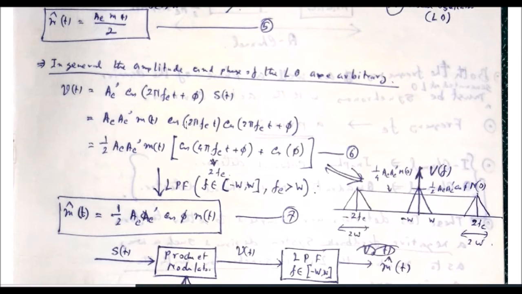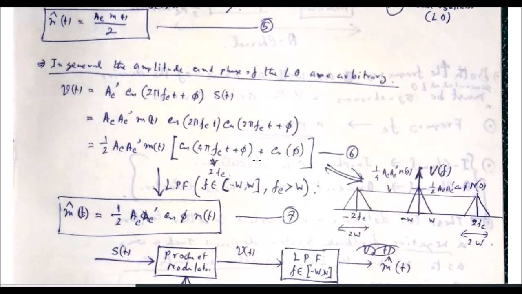Now suppose this one is cos A and this one is cos B. If you apply the formula of cos A multiplied by cos B, then you will get this expression. The first term is cos 4 pi fct plus phi, that is cos (A plus B). This is nothing but a cosinusoidal signal having the frequency of 2fc, which can be simply rejected by the low pass filter having the upper cutoff frequency of W. Okay, there is no problem. By means of the low pass filter, this term will be rejected.